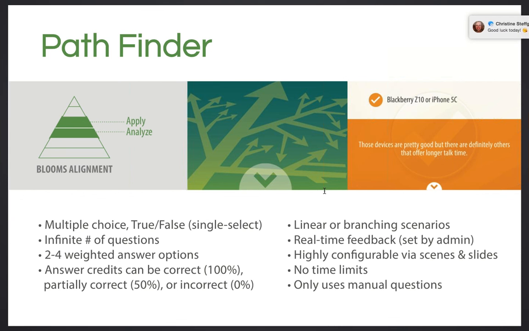Again, aligning with the apply and analyze in Bloom's taxonomy. It addresses those tiers, allowing users to demonstrate, solve, or perform in a given scenario. Also allows users to experiment by trying different paths if you have the branching set up.